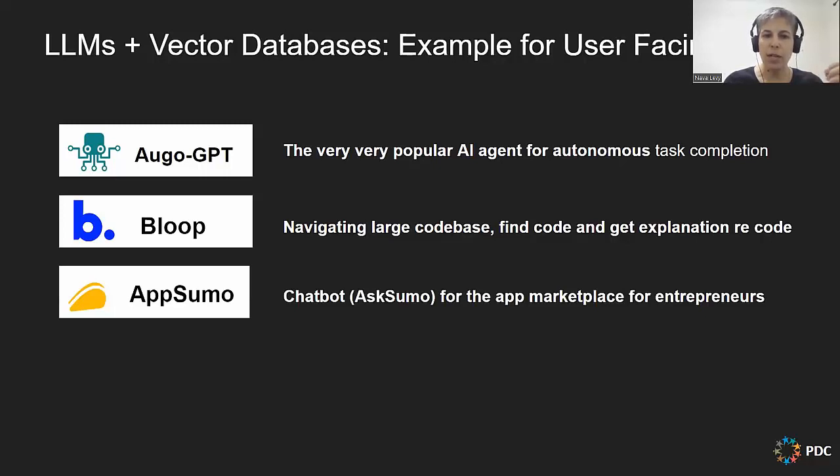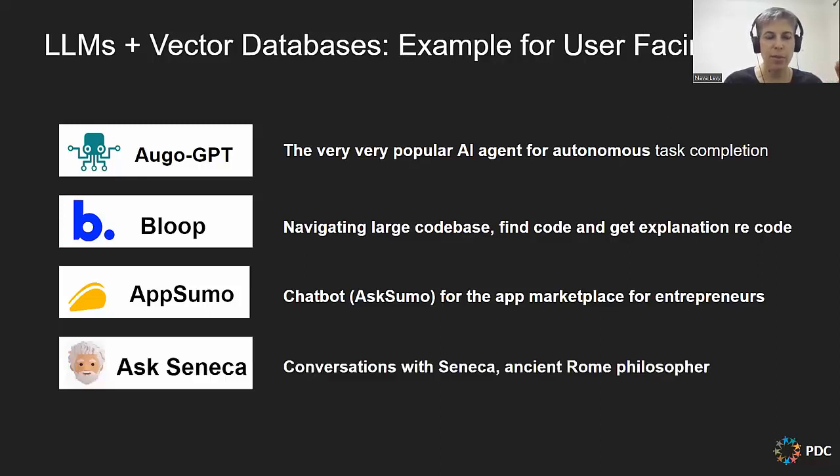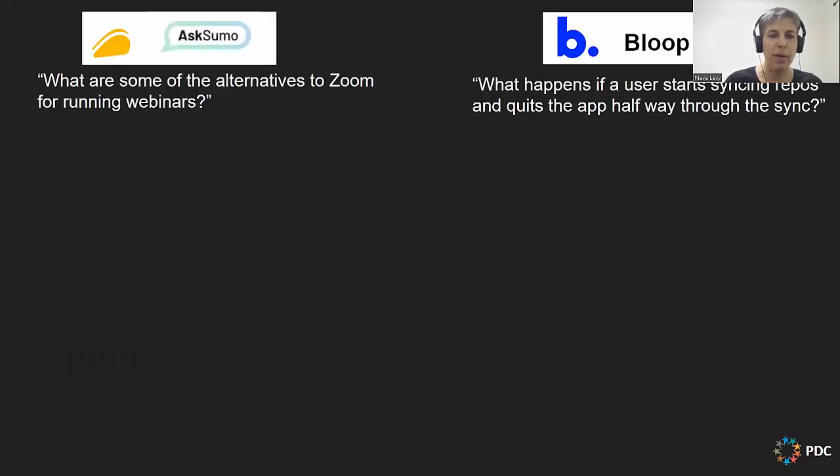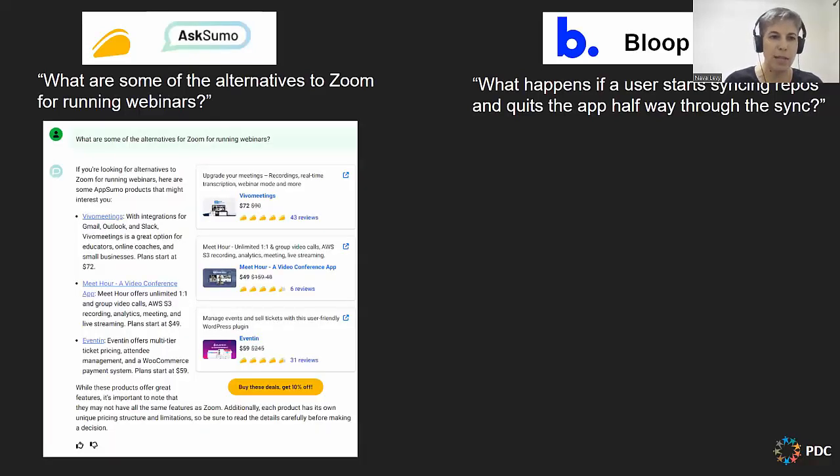And AppSumo, a chatbot called AskSumo for the app marketplace for entrepreneurs. Ask Seneca, a conversation with Seneca, the ancient Roman philosopher. So I test drove all of these use cases to see how they perform. AskSumo: what are some of the alternatives to Zoom for running webinars? It gave me a nice answer in natural language. I liked the answer. It just took many seconds. And that was several months ago when I checked. It might be that the performance is better now, but it's important to also pay attention to performance.